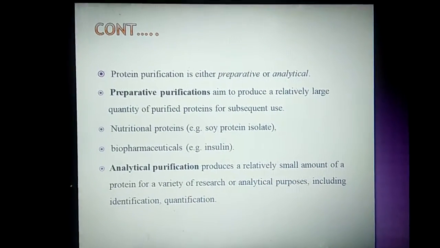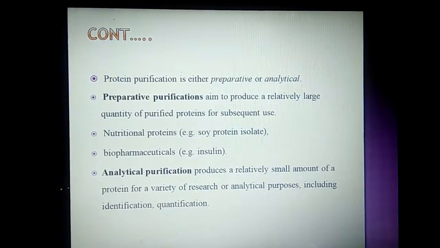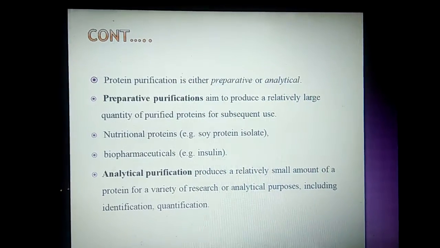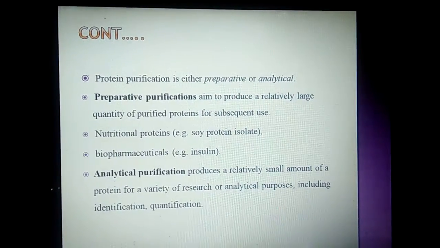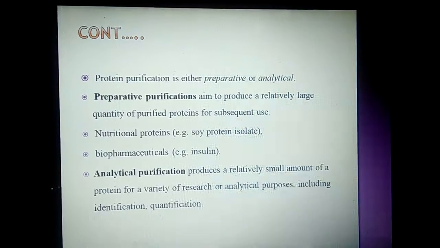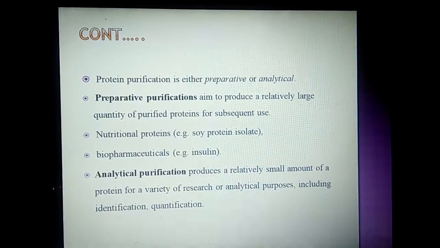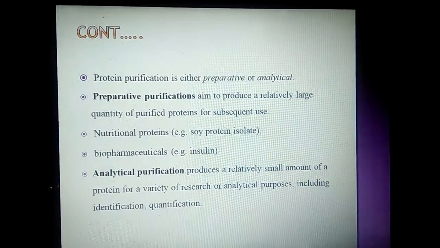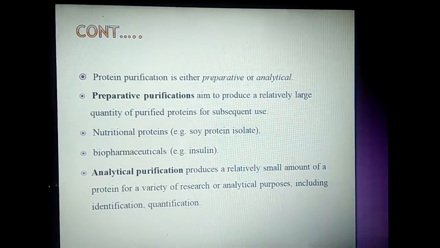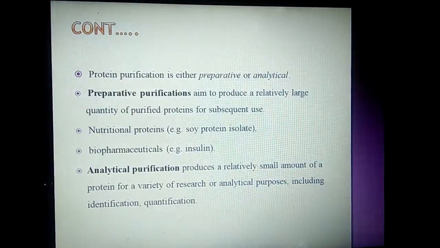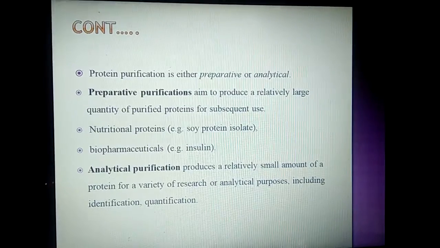Basically, we are purifying the protein. This protein purification can be of two types: either preparative purification or analytical purification. Sometimes we need the protein in a larger quantity. When we need it in larger quantity and we are producing it, that is called preparative purification. For example, in pharmaceutical industries, we need the preparative purification.